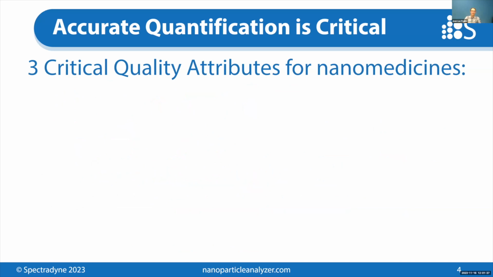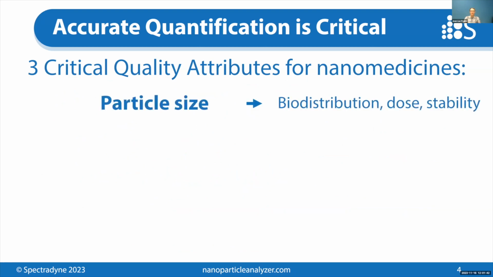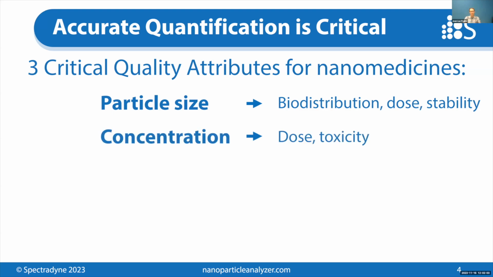And in a nanomedicine context, there are really three critical quality attributes. The first one is nanoparticle size, because it directly impacts the biodistribution of the particles in the target system, as well as the dose. So the bigger particles, they can include more payload, right? And it's also related to the stability of the particles after administration. The concentration of the particles is obviously very important because that is also directly the dose. It's also related to toxicity. I'm sure Jeff will talk about these things also later.